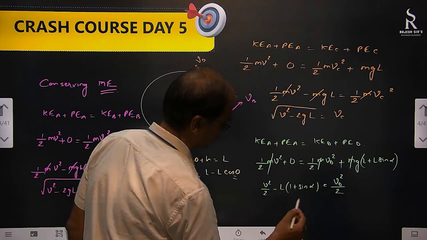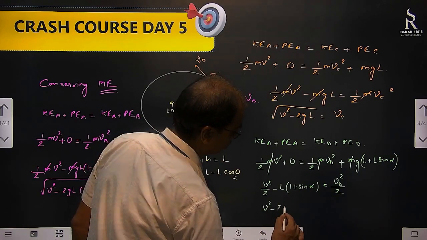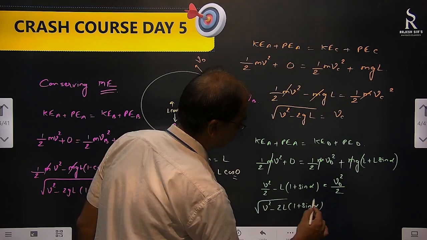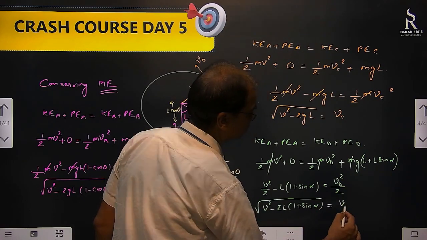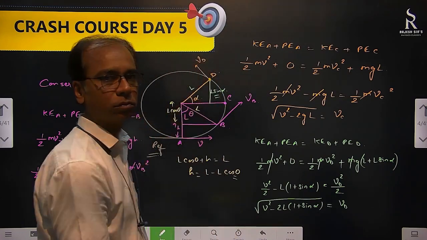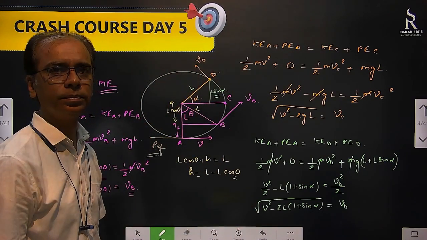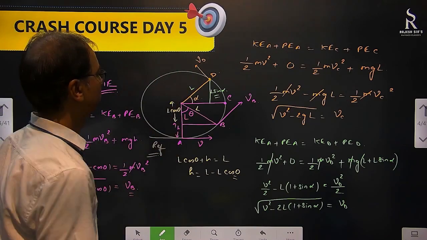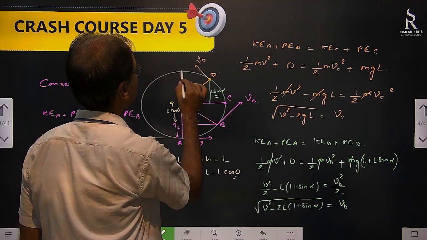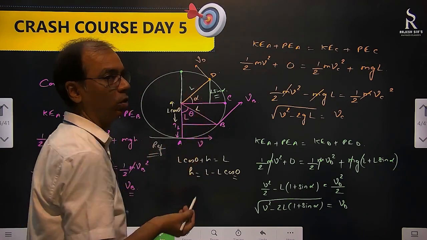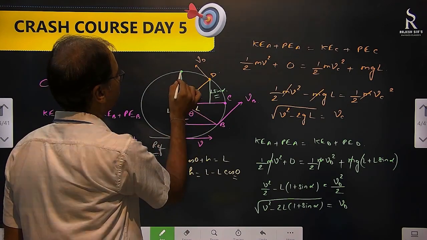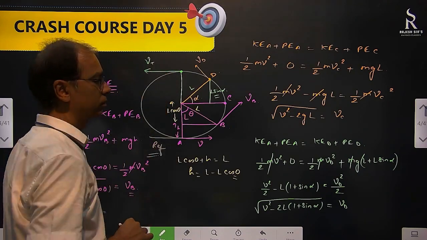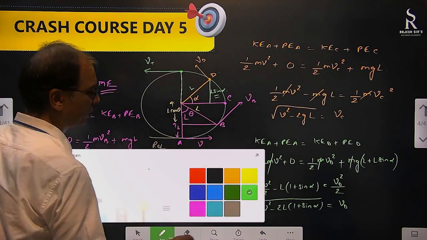Multiply 2 both sides. V square minus 2gL into 1 plus sine alpha, square root, equals Vd. Velocity at D. Okay. Now one more thing is left. Last one at the top. Now this is the easiest way because in this one there are no alphas and thetas, right? So this is velocity at the topmost point, Vt. Okay, let's do this also.